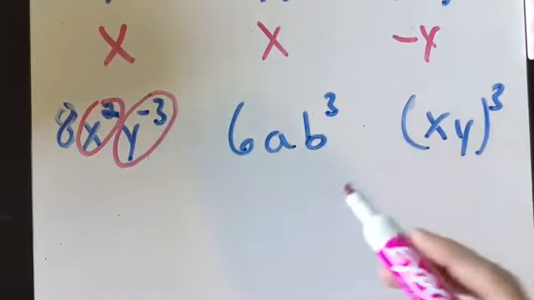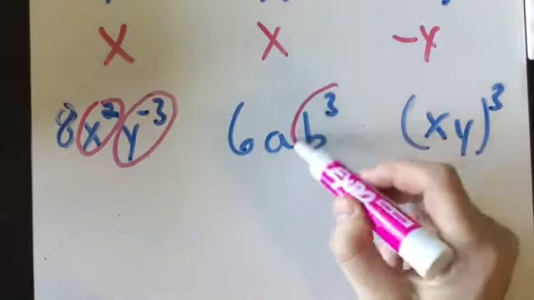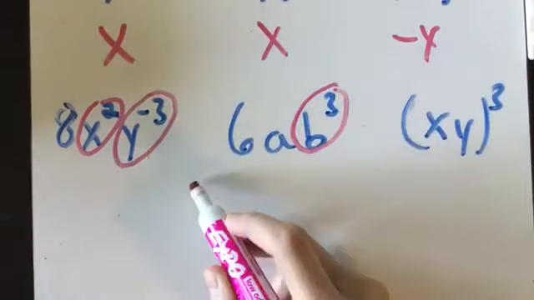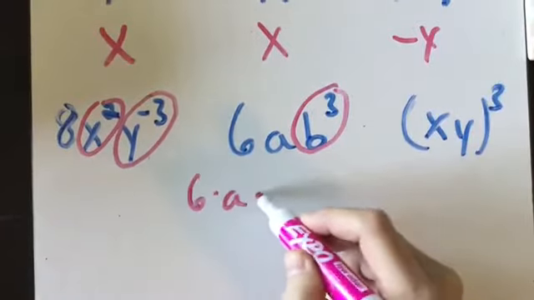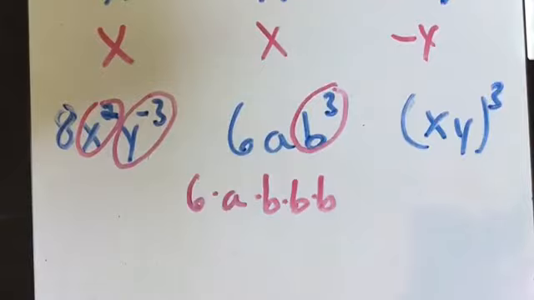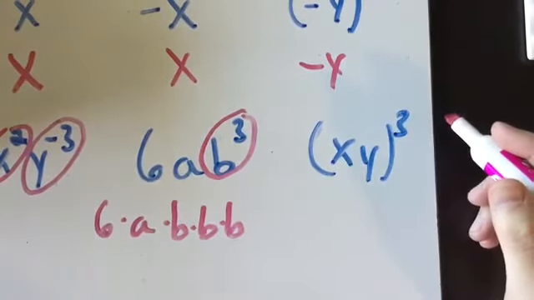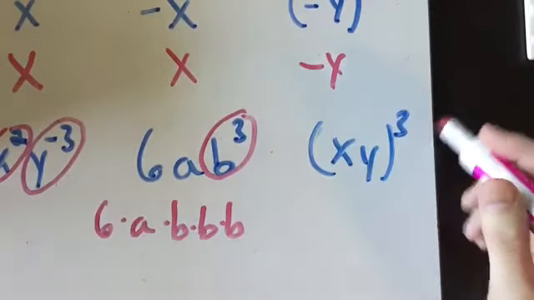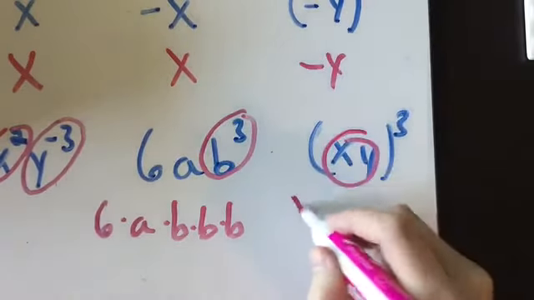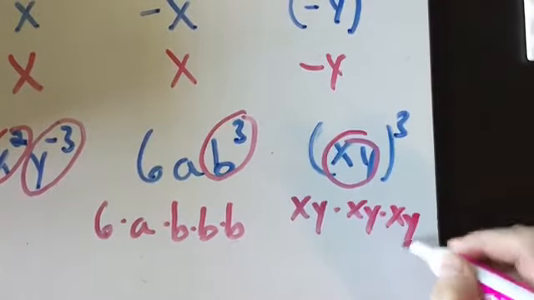In 6ab to the third, the base of the exponent of 3 is just the b. If we were to expand, only the b would be getting repeated in multiplication. However, xy to the third power with parentheses is showing us the base is xy. So that is what's getting repeated in multiplication.